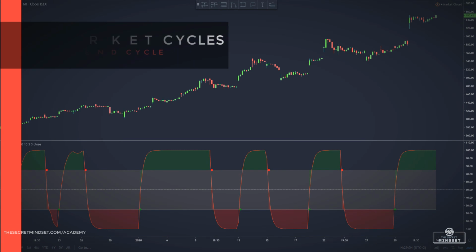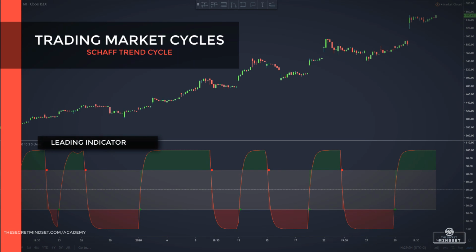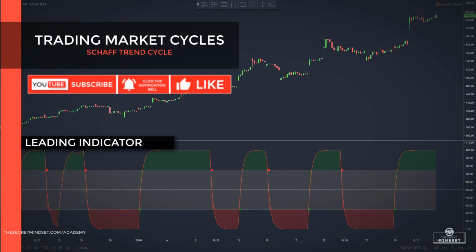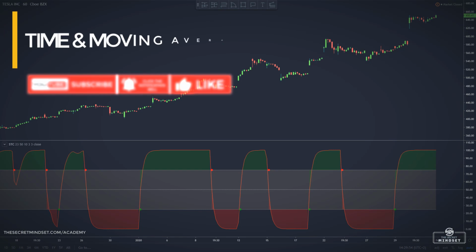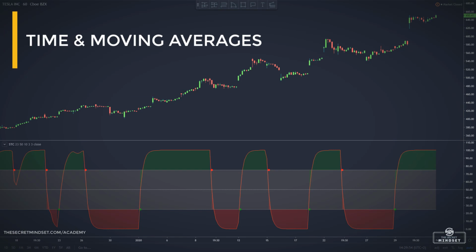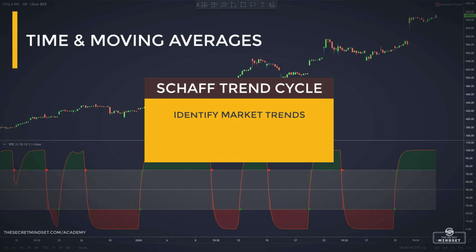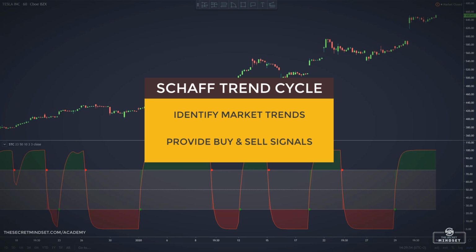Schaff Trend Cycle is a forward-looking leading indicator that generates faster, more accurate signals than other indicators, such as the MACD, because it considers both time, through cycles, and moving averages. The Schaff Trend Cycle is commonly used to identify market trends and provide buy and sell signals to traders.